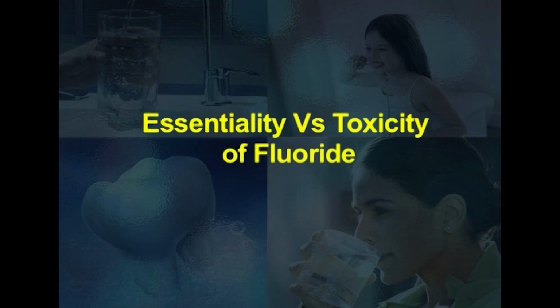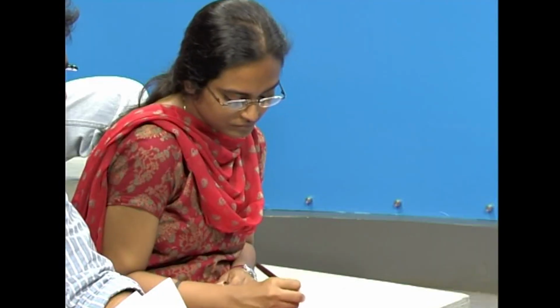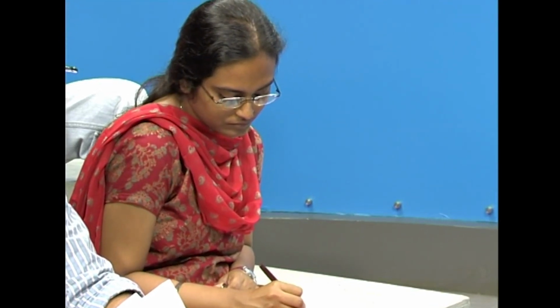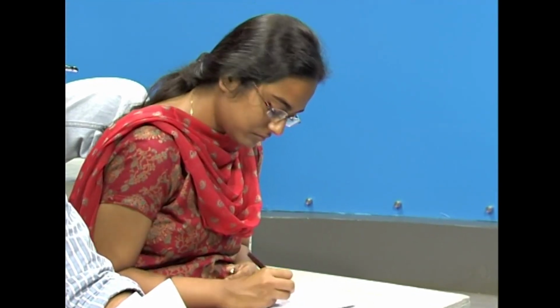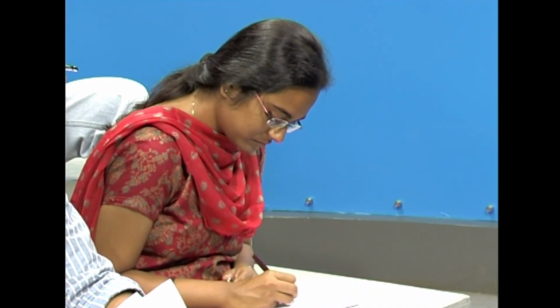Let us look into the essentiality versus the toxicity of fluoride. Fluorine is often called a two-edged sword. Prolonged ingestion of fluoride through drinking water in excess of the daily requirement is associated with dental and skeletal fluorosis. Similarly, inadequate intake of fluoride in drinking water is associated with dental caries.